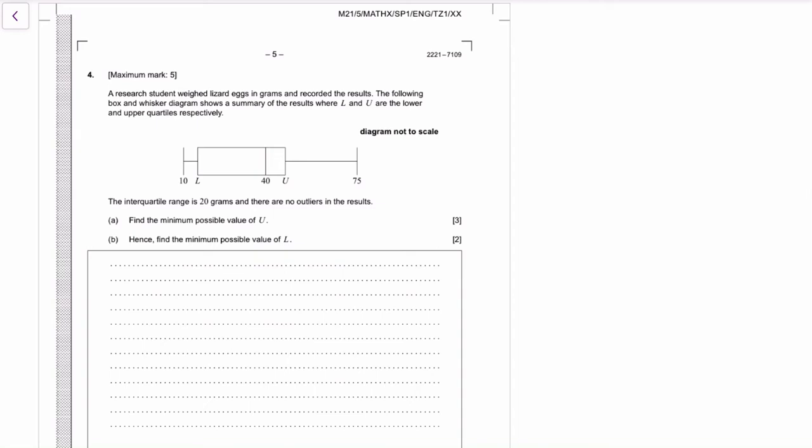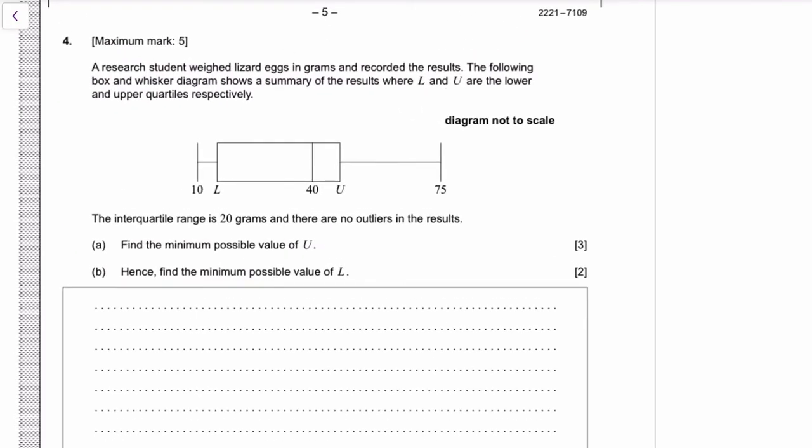Okay, question 4. It's a box and whisker diagram question. So first, you really need to know this is the minimum of the whole data set, lower quartile, median, upper quartile, and maximum.